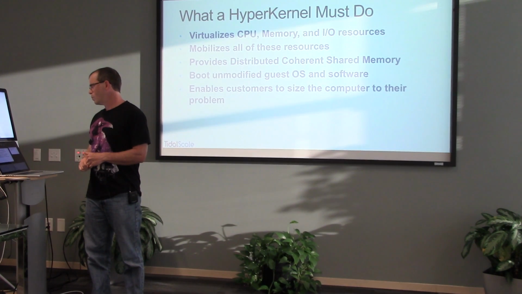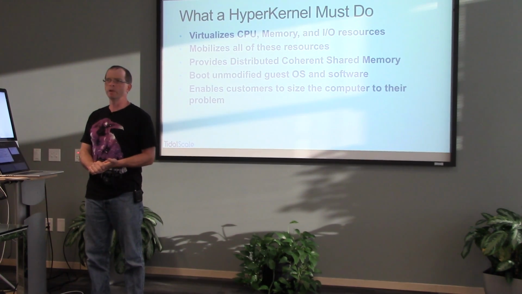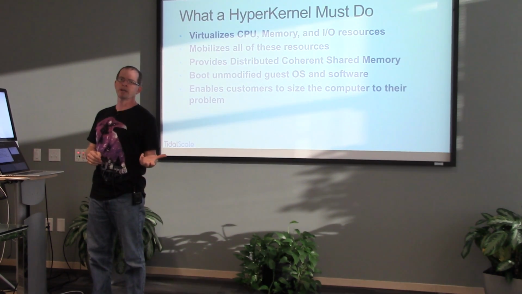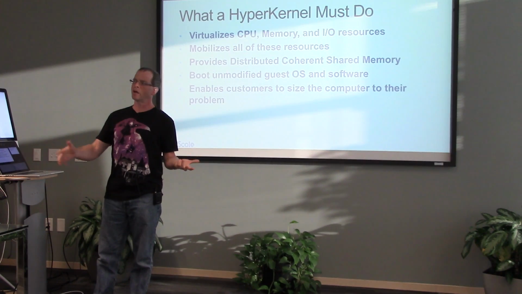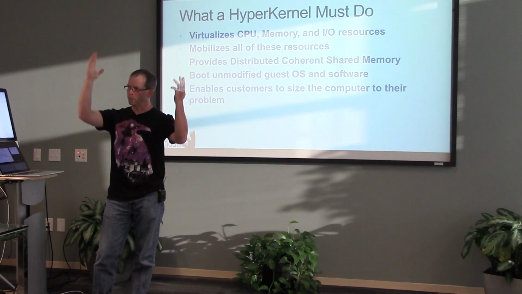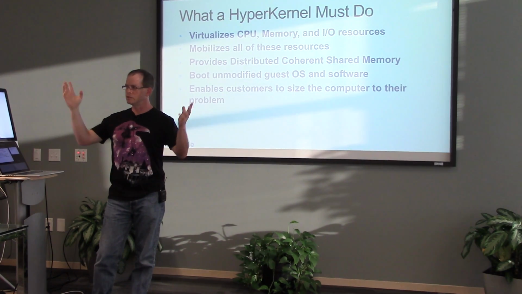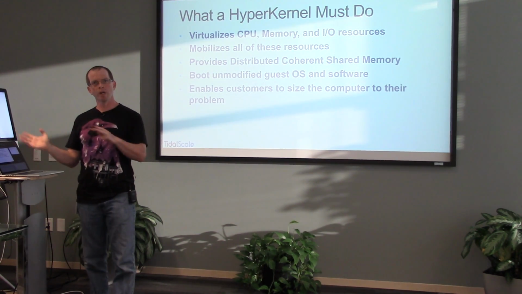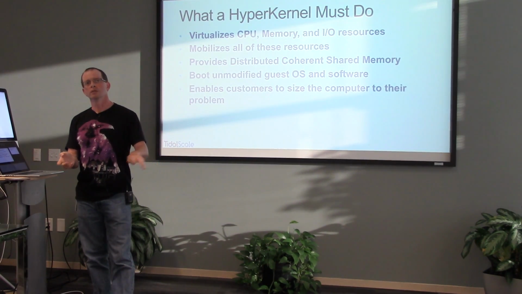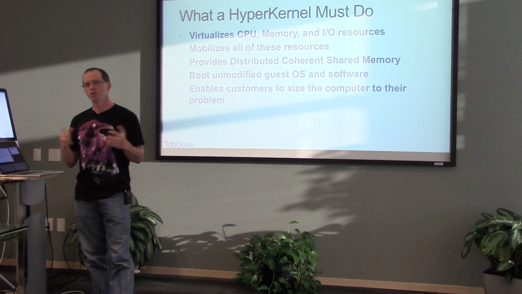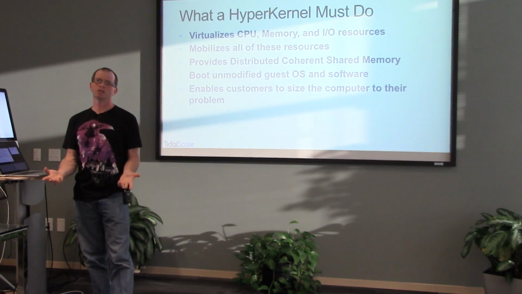So these are the pieces that you have to deliver in order to make this real. You have to have distributed coherent shared memory. We boot an unmodified guest. So we take CentOS or Red Hat today or FreeBSD, take the ISO, boot. It comes up and sees what we want it to see. And so this enables the customer to size the computer to the problem. They don't have to chop up the problem or re-architect their software. They just run it. And we've done this with SQL, we're doing this with R. You just run your application. You don't have to change it.